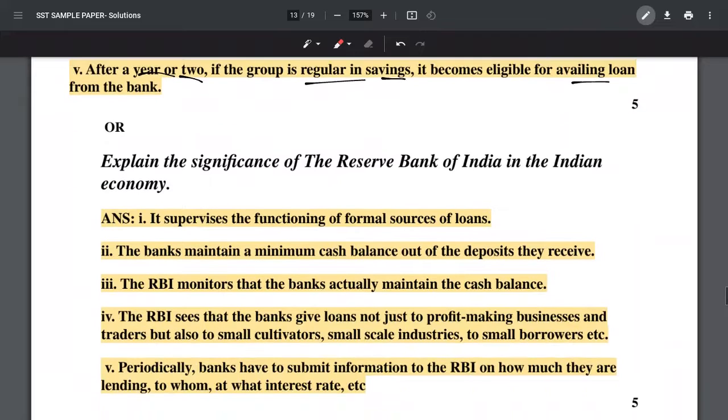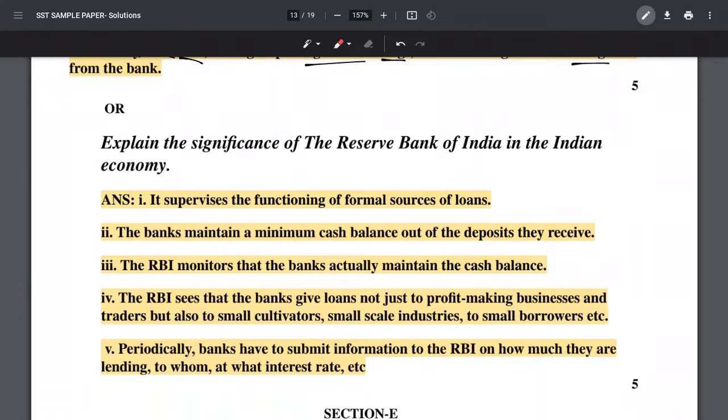Now we have an OR question. Explain the significance of the Reserve Bank of India in the Indian economy. Why? What role does RBI play in the Indian economy? First, it supervises the functioning of formal sources of loan. It will specify the formal sources.